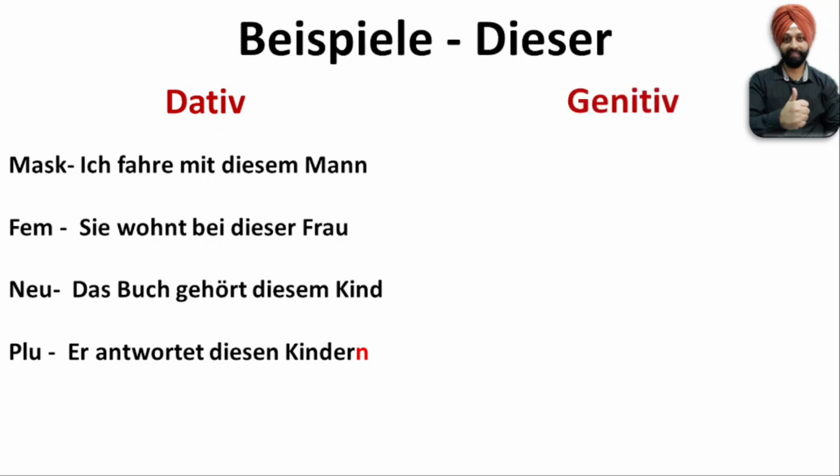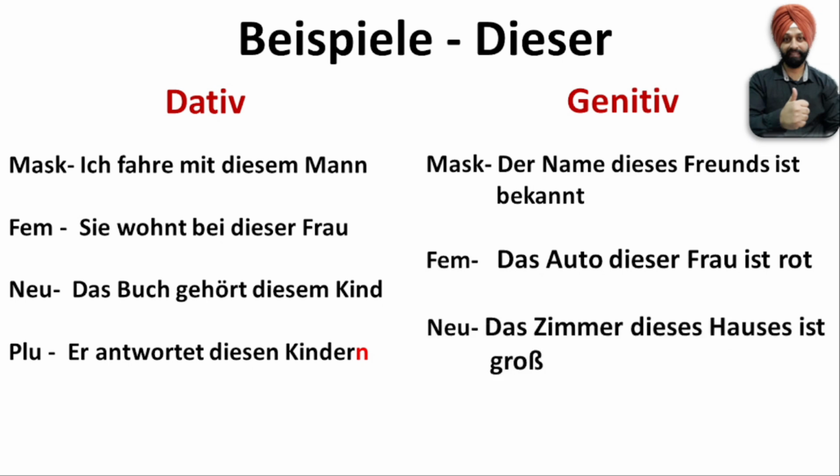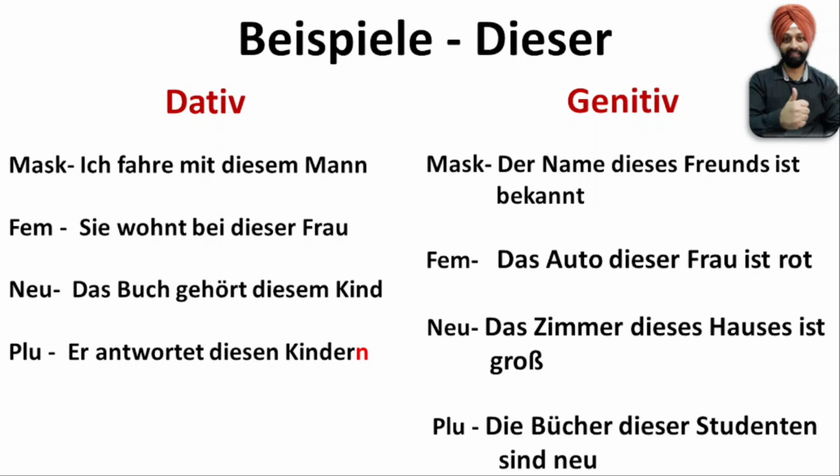Now we see the fourth grammar case, genitive, in dieser. The first one, masculine: Der Name dieses Freunds ist bekannt. Feminine: Das Auto dieser Frau ist rot. Neutral or neutrum: Das Zimmer dieses Hauses ist groß. And the last one in plural: Die Bücher dieser Studenten sind neu. So these are some random examples in dative and genitive cases in the dieser demonstrative article.